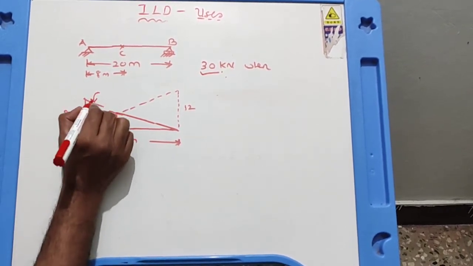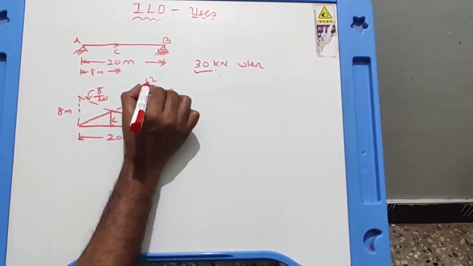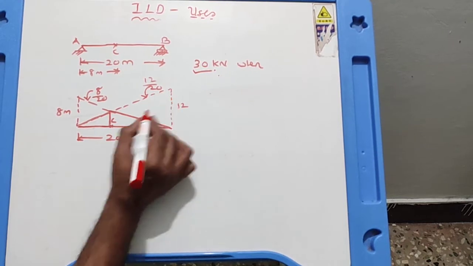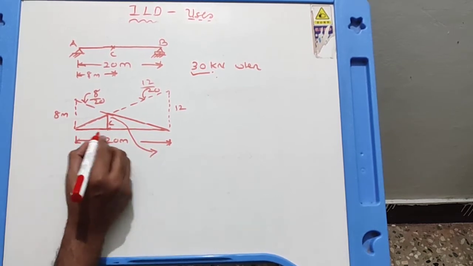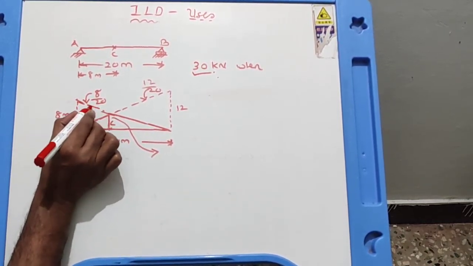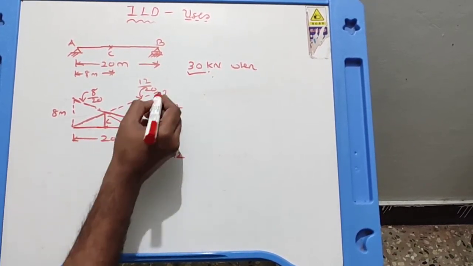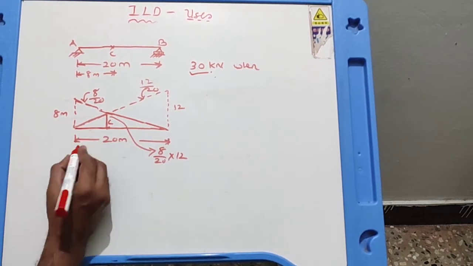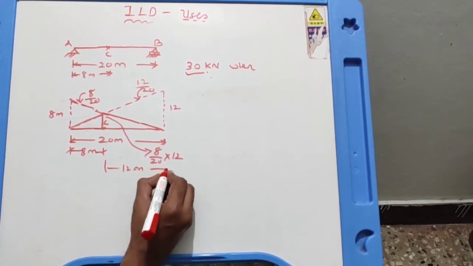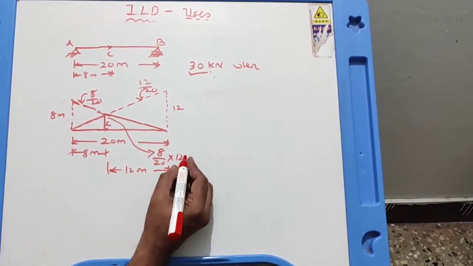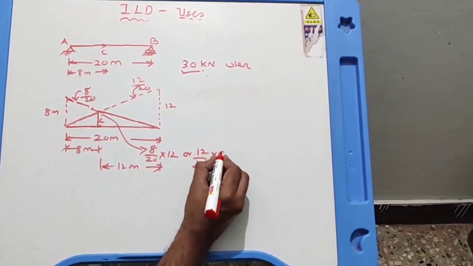What is the slope of this line? 8 upon 20. What is the slope of this line? 12 upon 20. The slope of this line is 8 upon 20, into 12. Or if you take this line, the slope is 12 upon 20, into 8, because this is 8 meters and this is 12 meters. Right? So 8 upon 20 into 12, or 12 upon 20 into 8, gives 4.8.